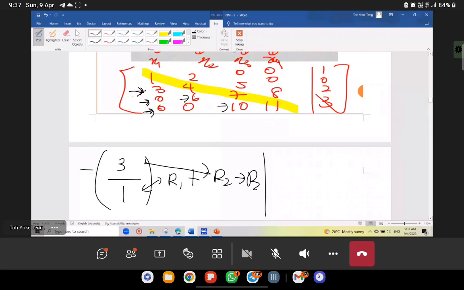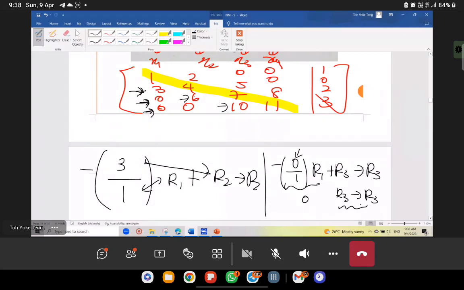Or I show you the thing. Let's say that you want to eliminate these elements, negative zeros of 1 R1 plus R3 is going to be the latest row 3. From here you know that zeros times anything, this part is going to be 0. So R3 becomes the R3. That means that just remains the value here. So nothing changed here.